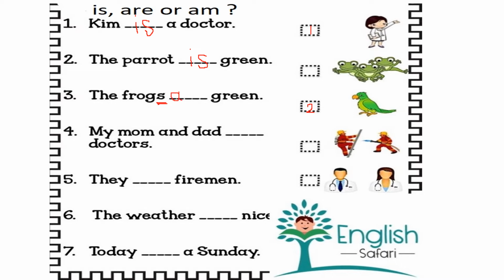Yes, the frogs are green. Why "are"? Because we have more than one frog. Okay, look, we have 1, 2, 3 frogs. This is number 3. The frogs are green.